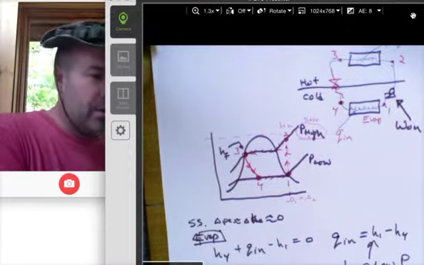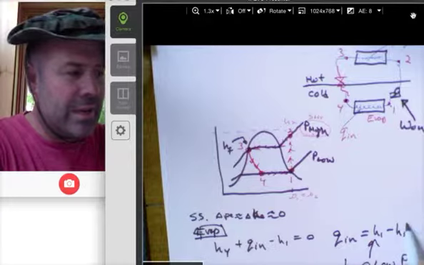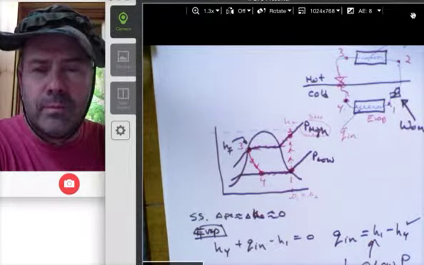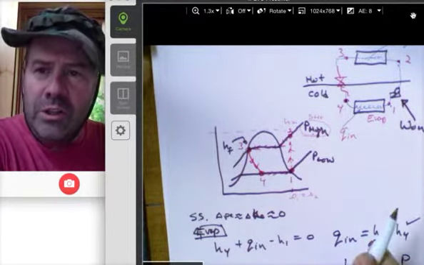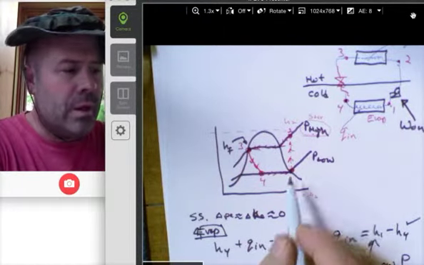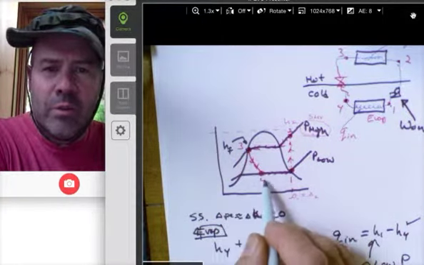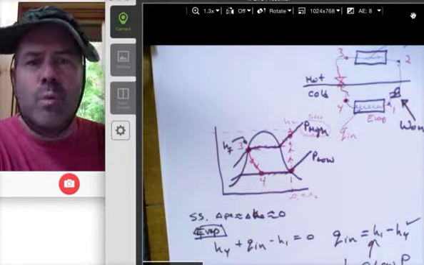Where'd it go? Right here. Remember when we needed H4? We didn't know what it was? It's the same as H3. So in an air conditioning cycle, we only need to find H1, H2, and H3 because H4 is equal to H3. Wonderful.